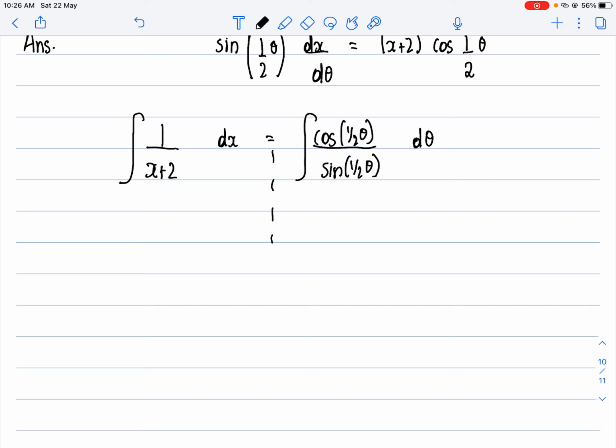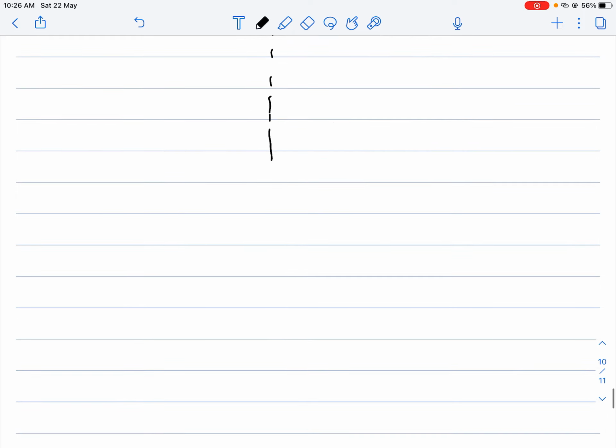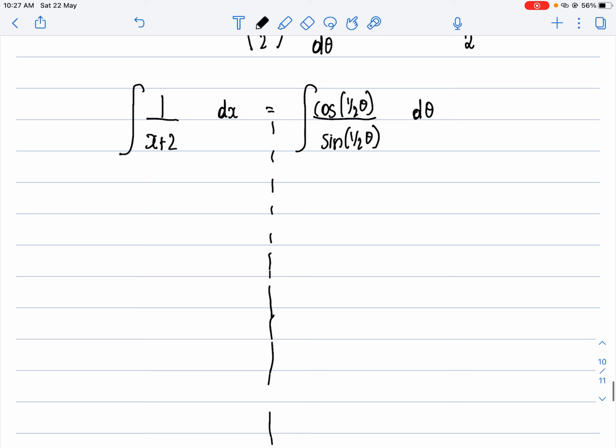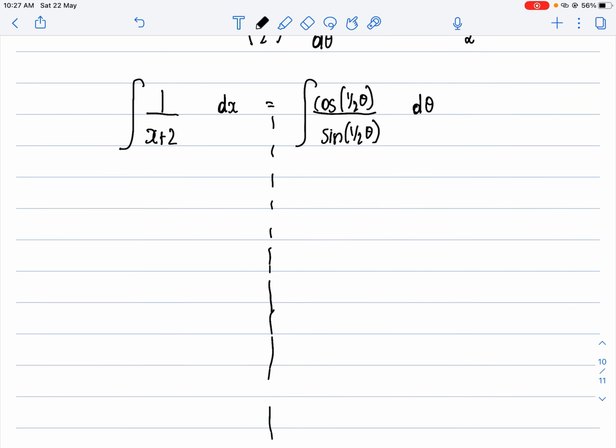Okay, now I'll just split this. So now what I do is, integration of 1 over x plus 2 is simple. First write x plus ln x plus 2 with 1 over the coefficient of x, which is 1. So you get ln x plus 2 only.